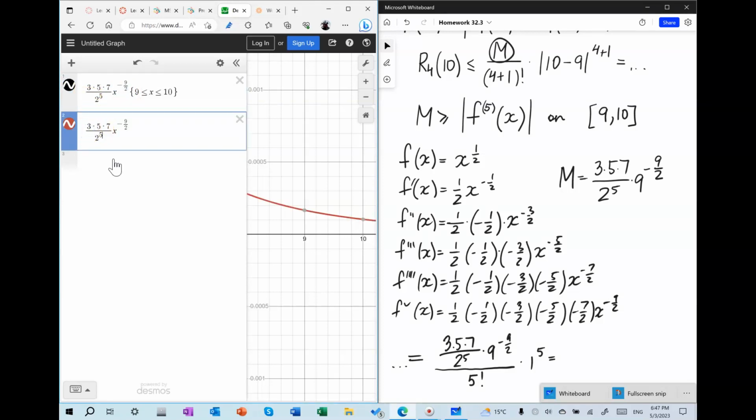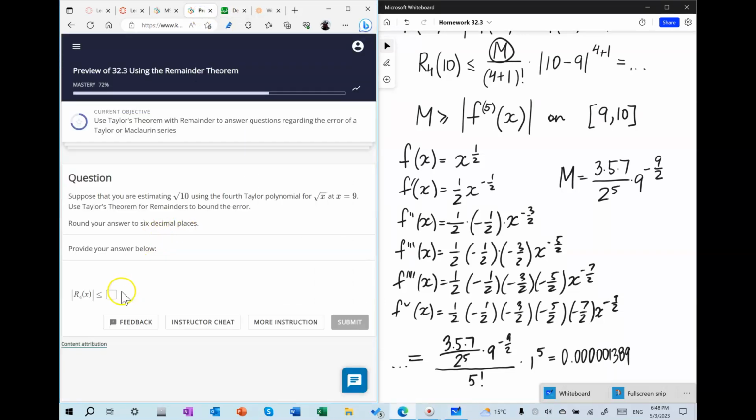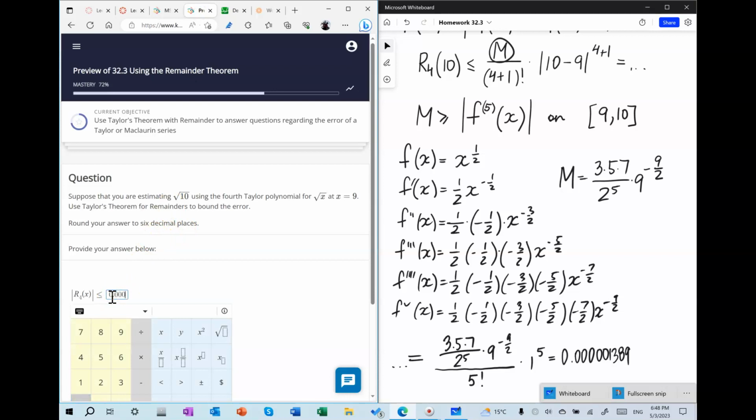So this is 9. All of that is divided by the 5 factorial right over here. So this is our answer. 0 point, we have 5 zeros, 1, 3, 8, 9. And the question here is asking to enter the answer at 6 decimals. 0.000001.